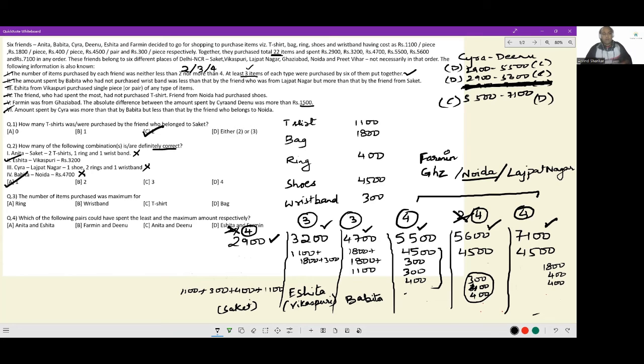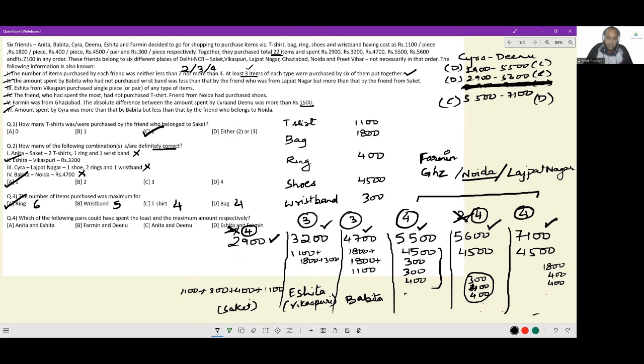Okay. The number of items purchased was maximum for ring is once, ring is twice, thrice, four times, five times, six times. Ring is purchased six times. Wristband once, twice, three times, four times, five times. Wristband is purchased five times. T-shirt is purchased once, twice, thrice, and four times. T-shirt is purchased four times. Bag is 1800. So once, twice, thrice, and also four times. Among the available options, clearly ring was purchased maximum number of times. So option A.